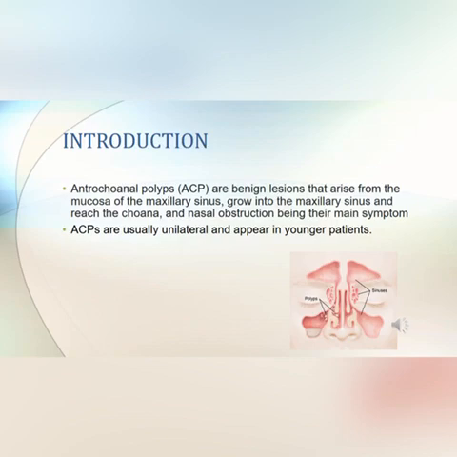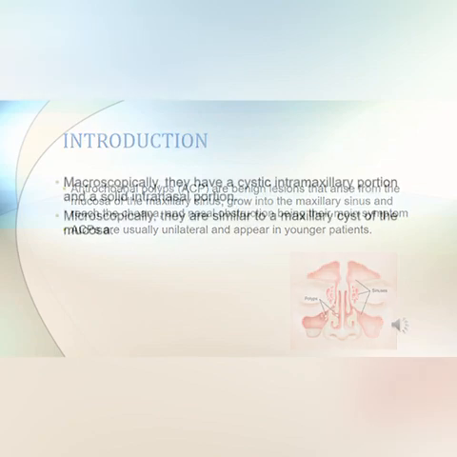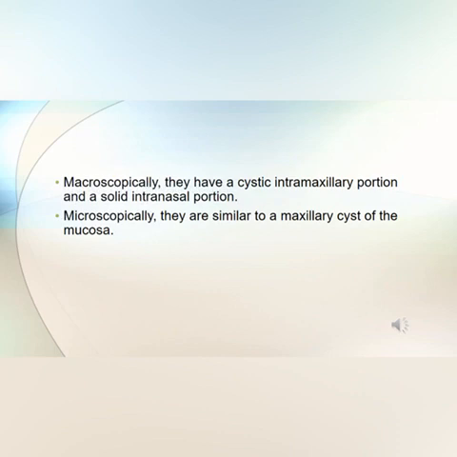Introduction. Antrochoanal polyps are benign lesions that arise from the mucosa of the maxillary sinus, grow into the maxillary sinus and reach the choana, a nasal obstruction being their main symptom. ACPs are usually unilateral and appear in younger patients. Macroscopically, they have a cystic intramaxillary portion and a solid intranasal portion. Microscopically, they are similar to a maxillary cyst of the mucosa.